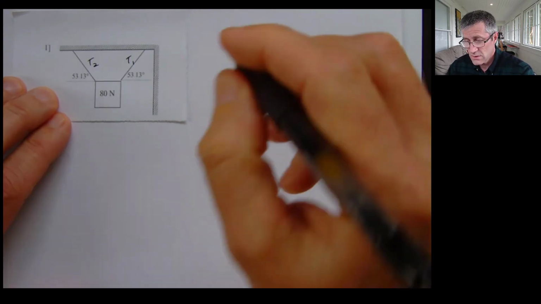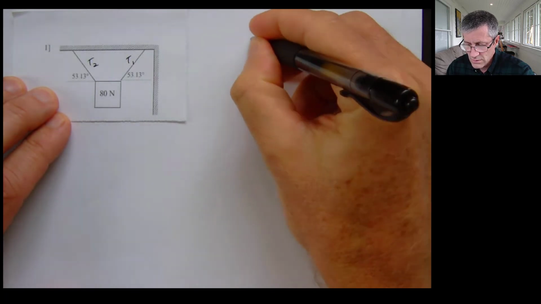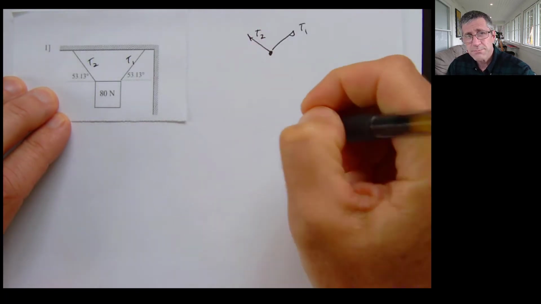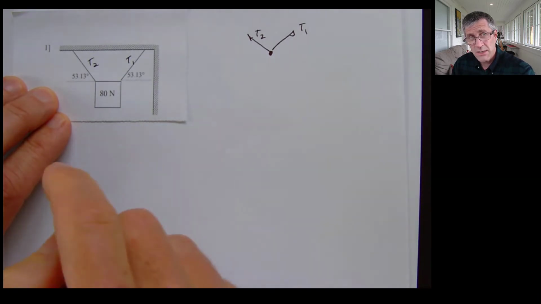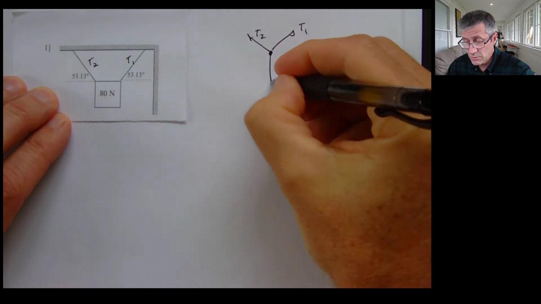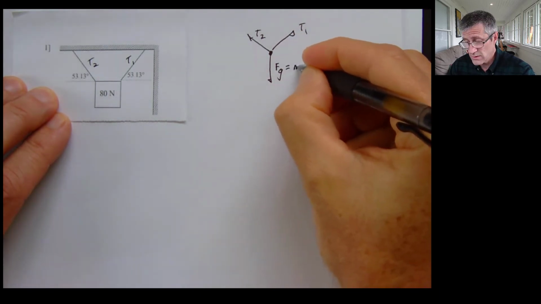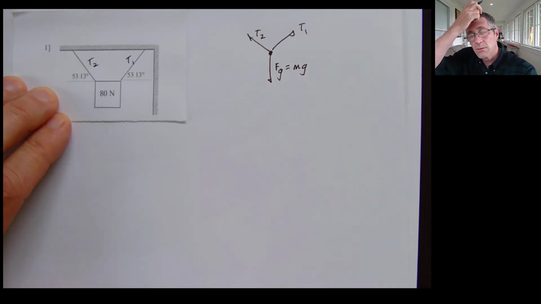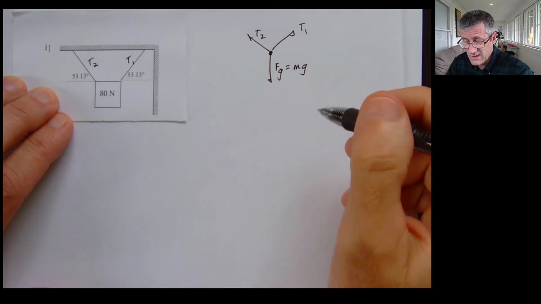I have two things touching it. I have a string going in this way, which I'll call T1, and a string going in that way, which I'll call T2. Those are the only contact forces on the box. I do have a field force, acting at a distance: gravity is pulling it down. You can write it a couple of ways. You can just write force of gravity, and sometimes we're going to write this mg. We'll get into why that is in a little bit, but it's a handy way of writing the force of gravity. So you might see either one.